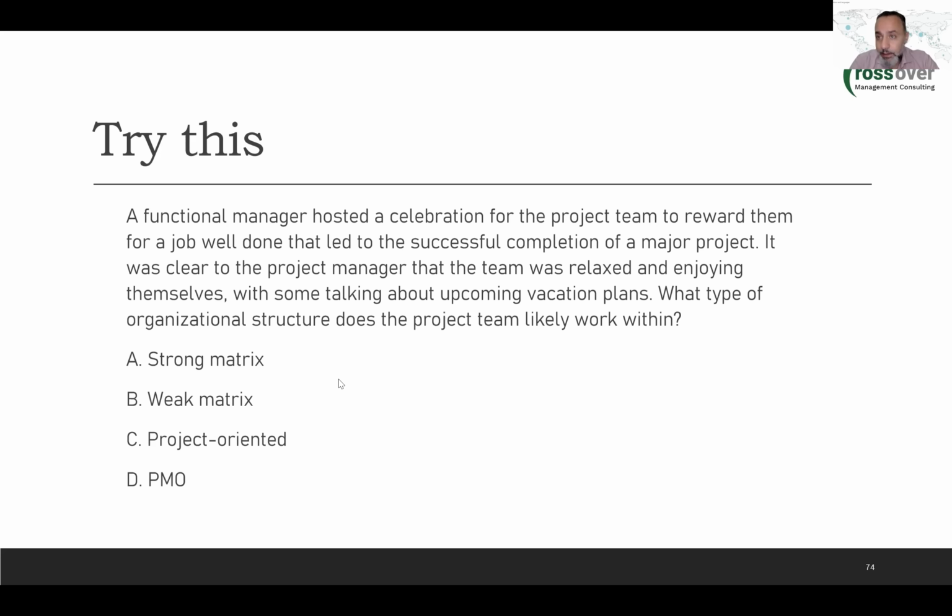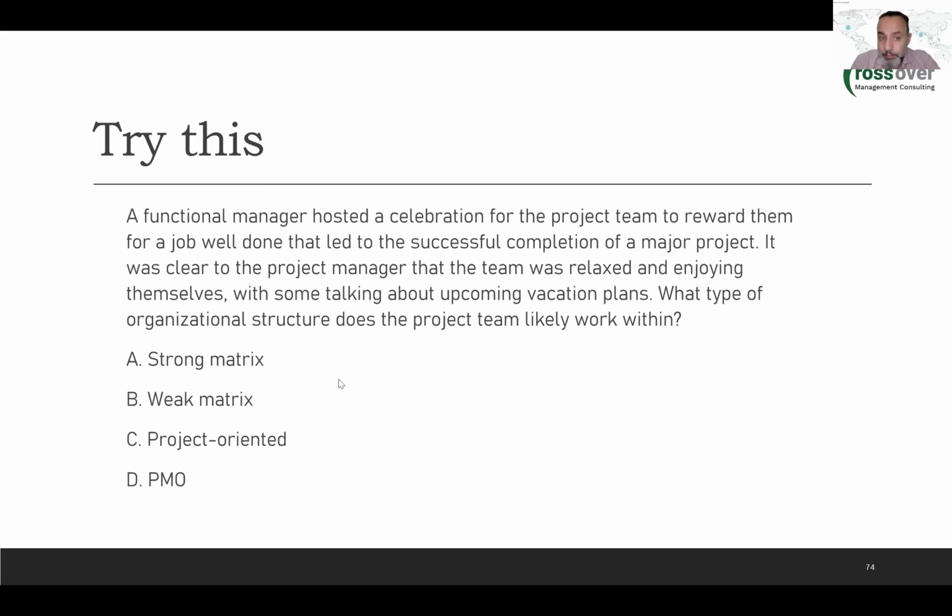Now we can eliminate some answers, right? PMO, for instance, is not an organizational structure. Project-oriented, remember, when we say project-oriented or projectized, then we don't have functional managers, because we have only the structure of projects. So C can be eliminated as well. Okay, so it's either strong matrix or weak matrix.